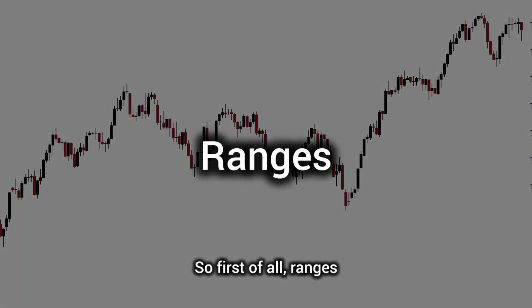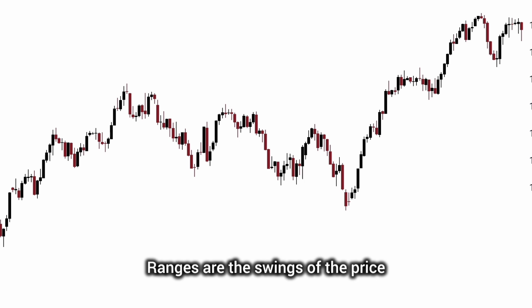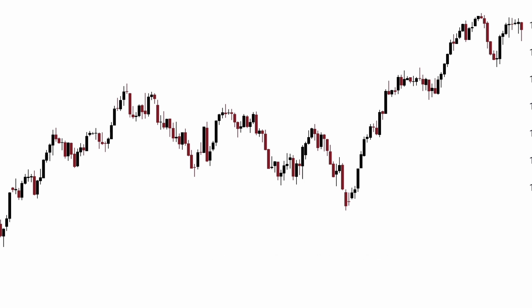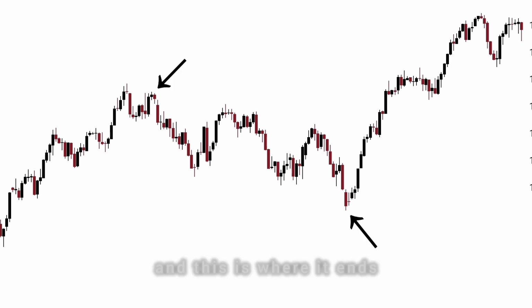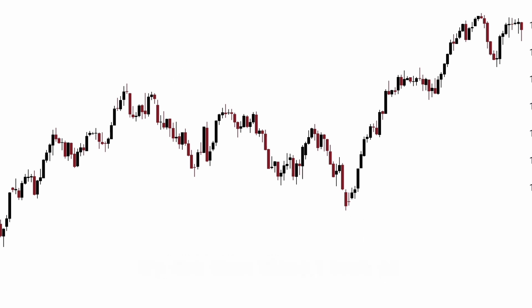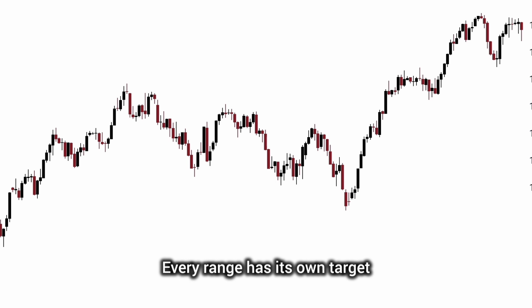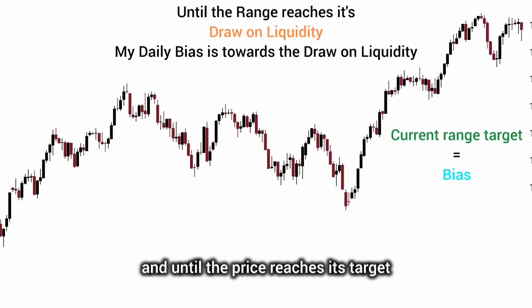So first of all, ranges. Ranges are the swings of the price. For example, this is a range and this is where it ends. This is another range and this is where it ends. It's the first thing I look at, and you can see order flow of the market by looking at the current range. Every range has its own target, and until the price reaches its target, my bias is towards that target.